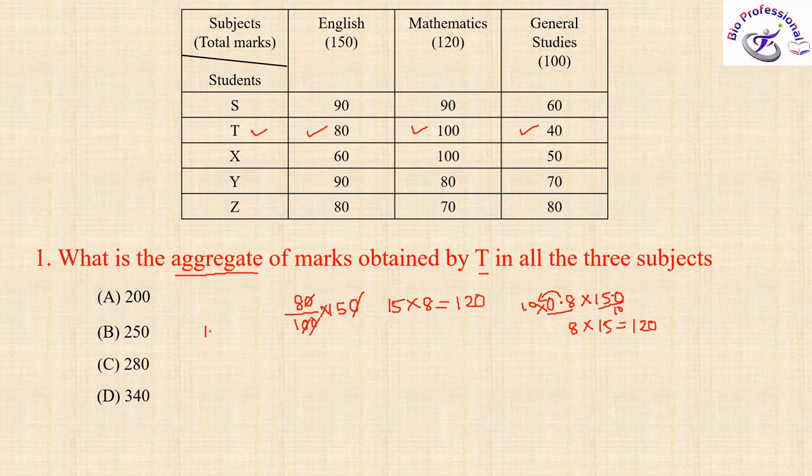Let me write it, because I have to calculate the aggregate marks: 120. Now 100% of 120 is again 120, there's no doubt. And this is 40% of 100, which is basically 40. Now you calculate 0, 6, 8 and 2. So 280 is the right answer. So option C is the correct one.